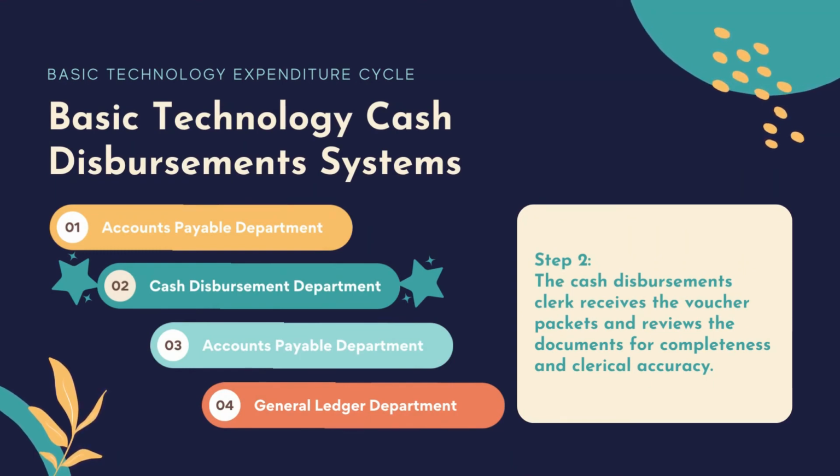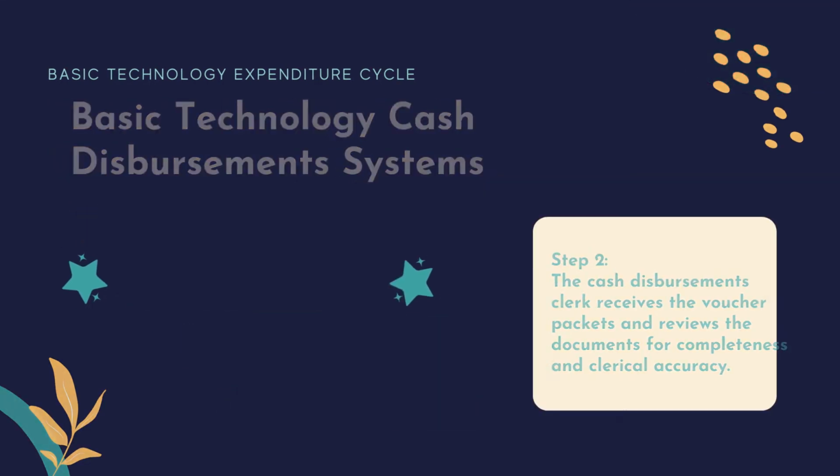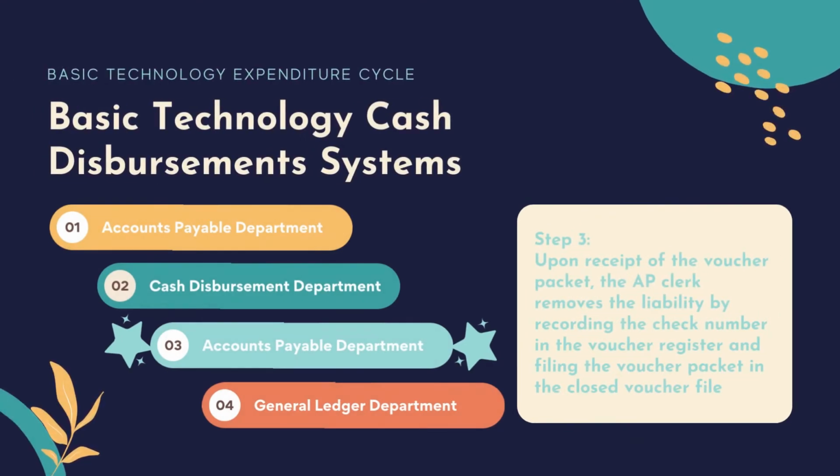Next is the Cash Disbursement Department. The Cash Disbursement Clerk receives the voucher packets and reviews the documents for completeness and clerical accuracy. For each disbursement, the clerk prepares a three-part check. Then we go to the AP department again.